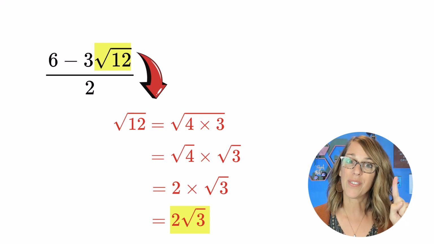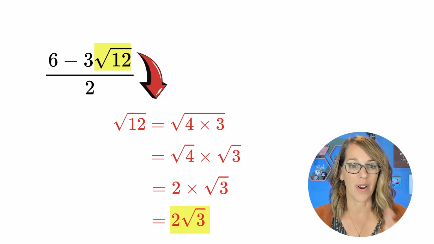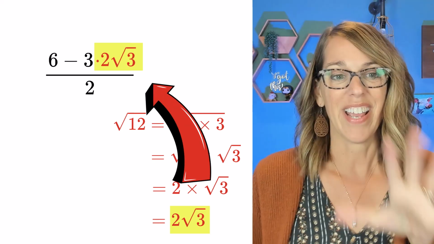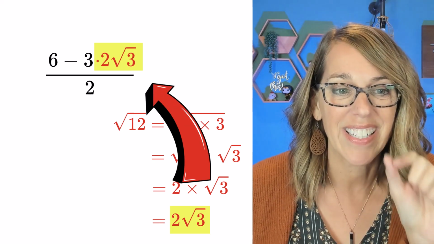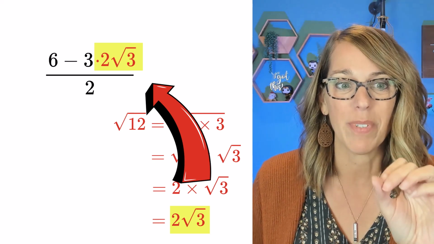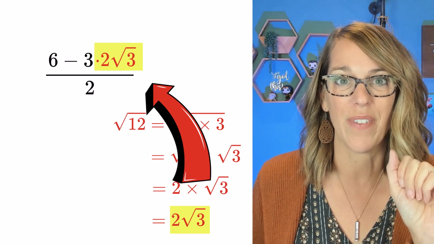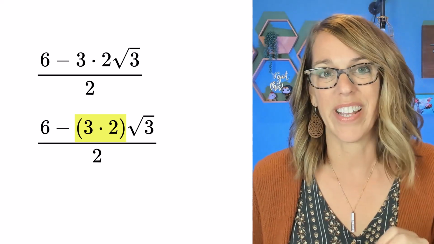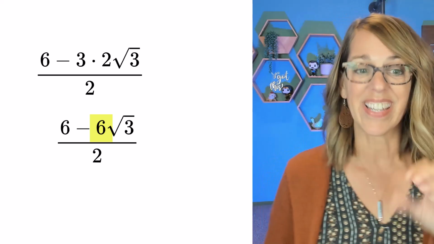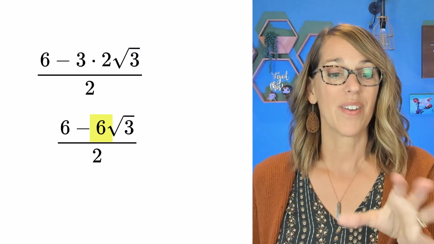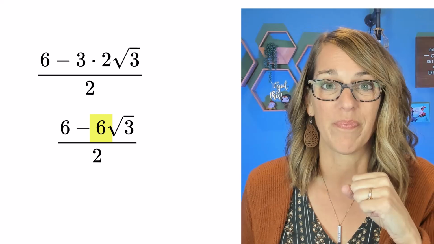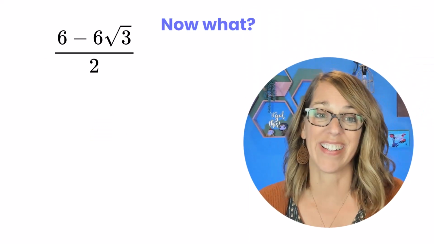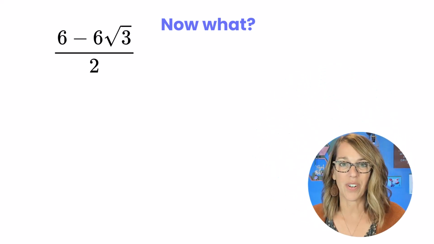Let's put this 2 radical 3 back up into our original expression, replacing that 12. Okay, so now we've got a 6 minus a 3 times 2 radical 3, all divided by a 2. I really want to multiply the 3 and the 2 together next, and we get 6 minus 6 radical 3 divided by 2. Now what? What would you do next? Several different ways that you could go.